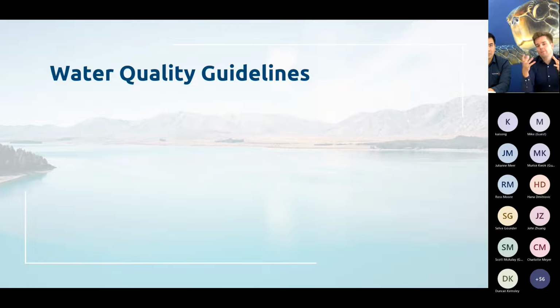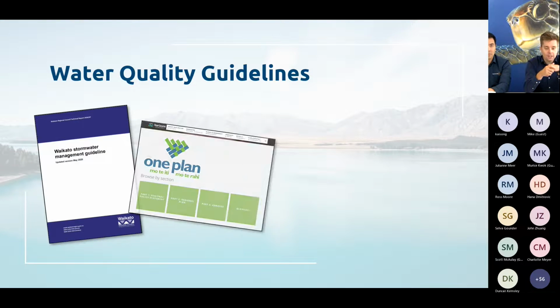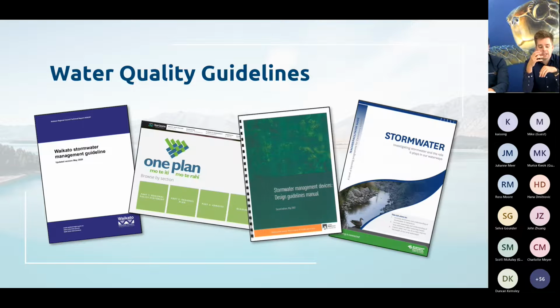So how do you go about working out what treatment device to provide? Well, there are water quality guidelines within New Zealand, around both regional councils and district councils. They provide you with an outcome that we need to achieve, but none of the guidelines specifically reference how to design and how to integrate a proprietary device into your stormwater network.